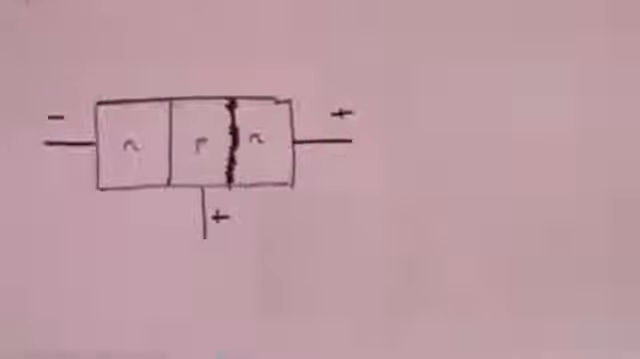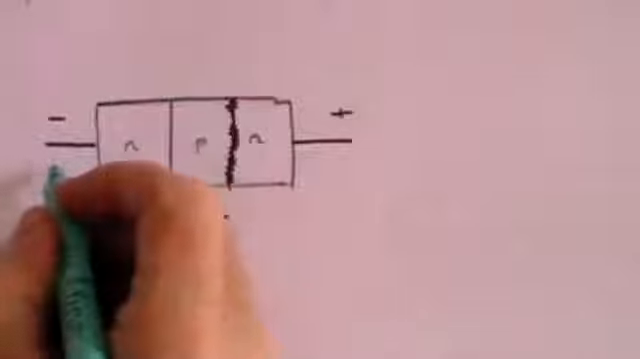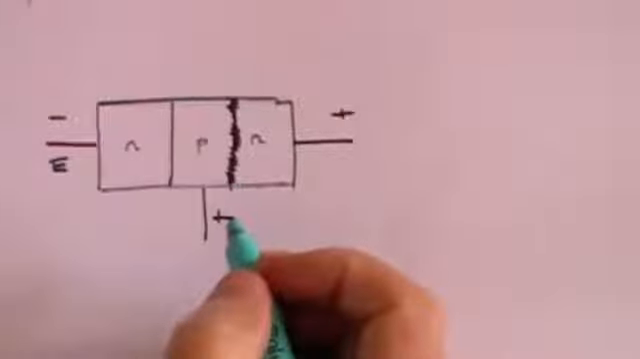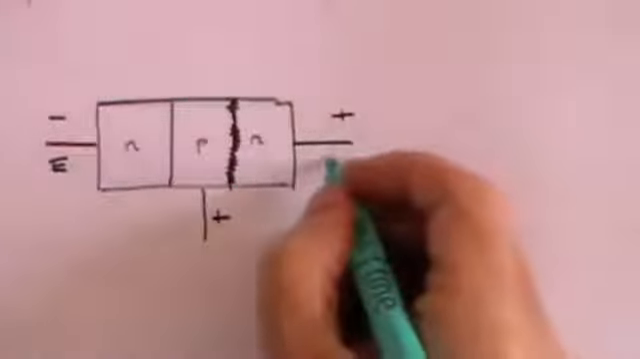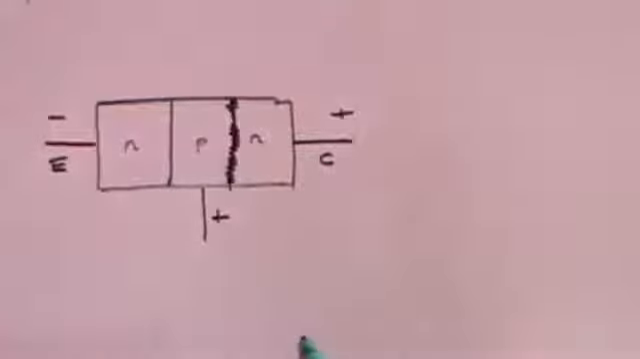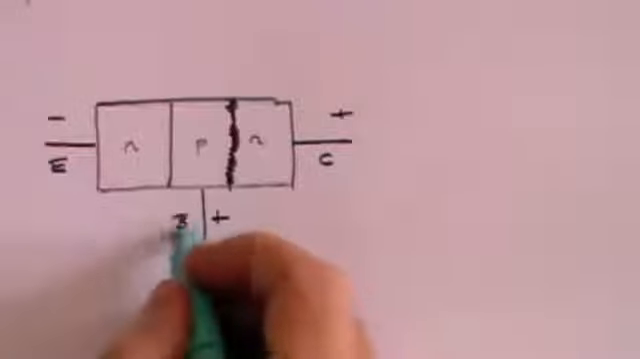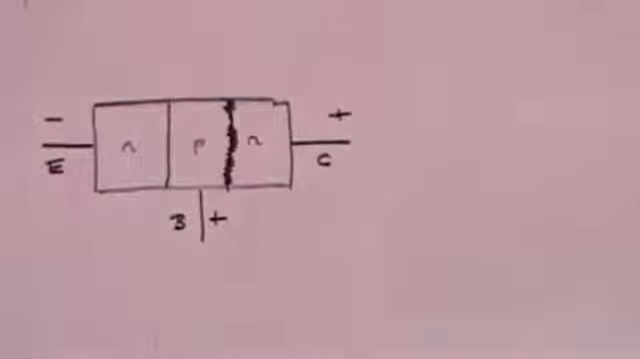So it's a very simple transistor switch. We call this part of the transistor the emitter, because that's where essentially the electrons are emitted from. We call this part the collector, because it collects the electrons, if you like. And we call this part the base. Sometimes it's called the gate.